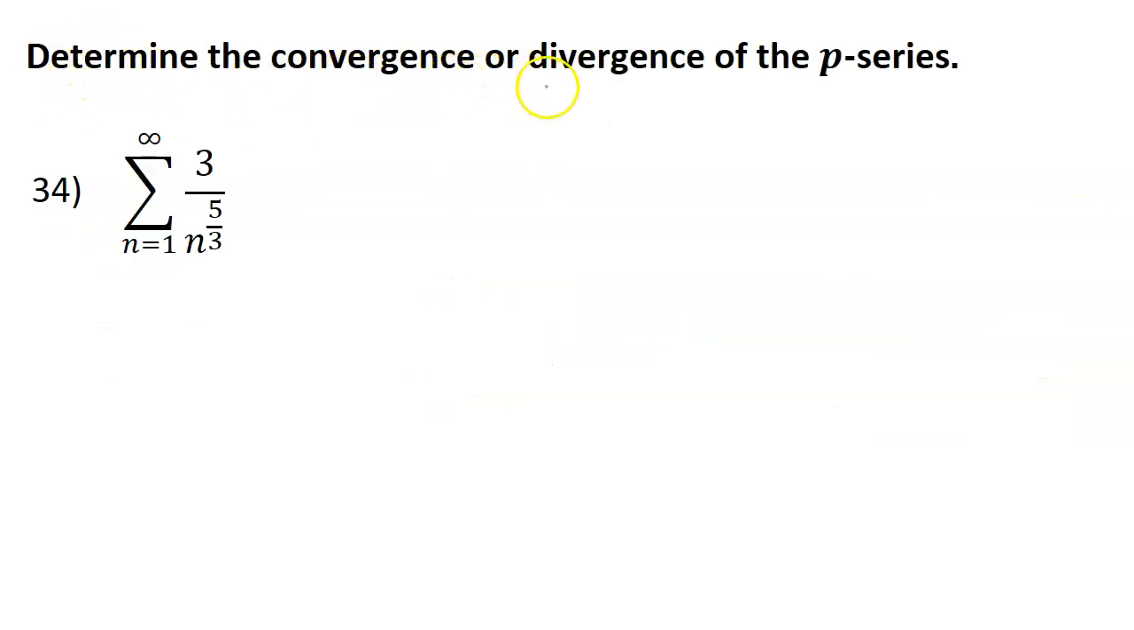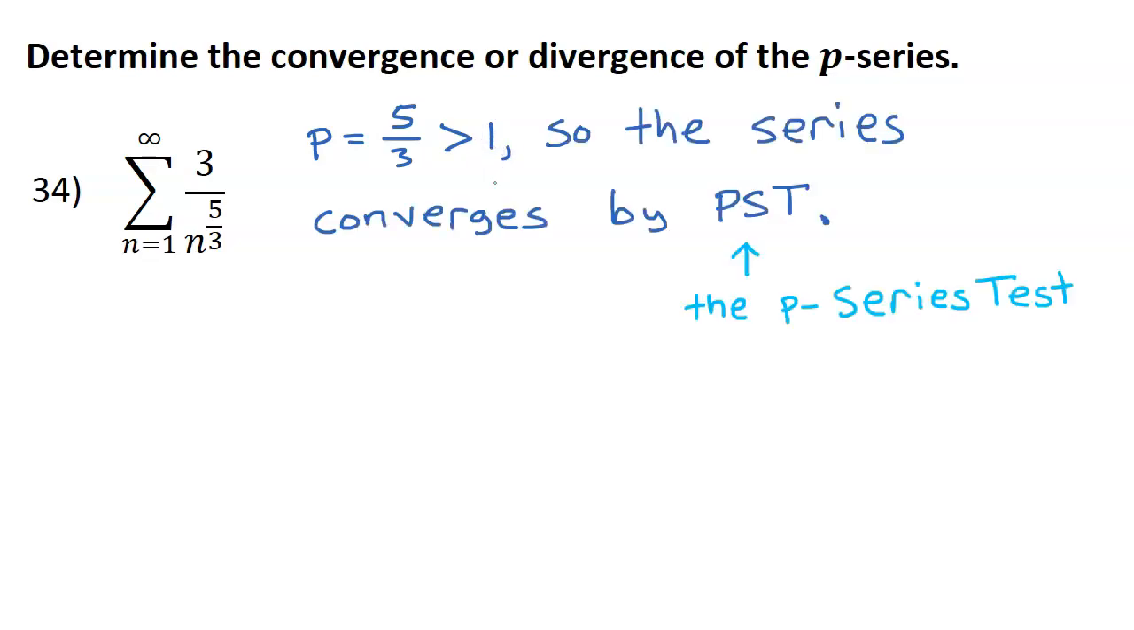Determine the convergence or divergence of the p-series. So for number 34, we notice this is a p-series with a p-value of 5 over 3. So we start by writing p equals 5 over 3. But what is the significance of this? We must mention that p is greater than 1. And since p is greater than 1, the series converges by the p-series test, which we can abbreviate PST.